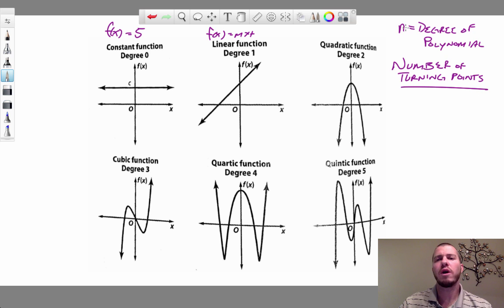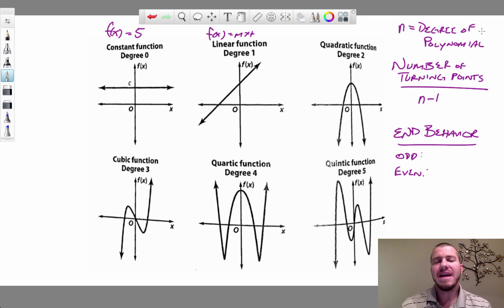Okay, so we're going to use n as the degree of the polynomial. And you can find the number of turning points that the graph has by doing 1 less than the degree. So the number of turning points is going to be n minus 1. So when it's a quadratic, that's a degree of 2. There's only 1 turn. When it's a cubic, it has 2 turns. When it's a quartic, it has 3 turns, and so on.